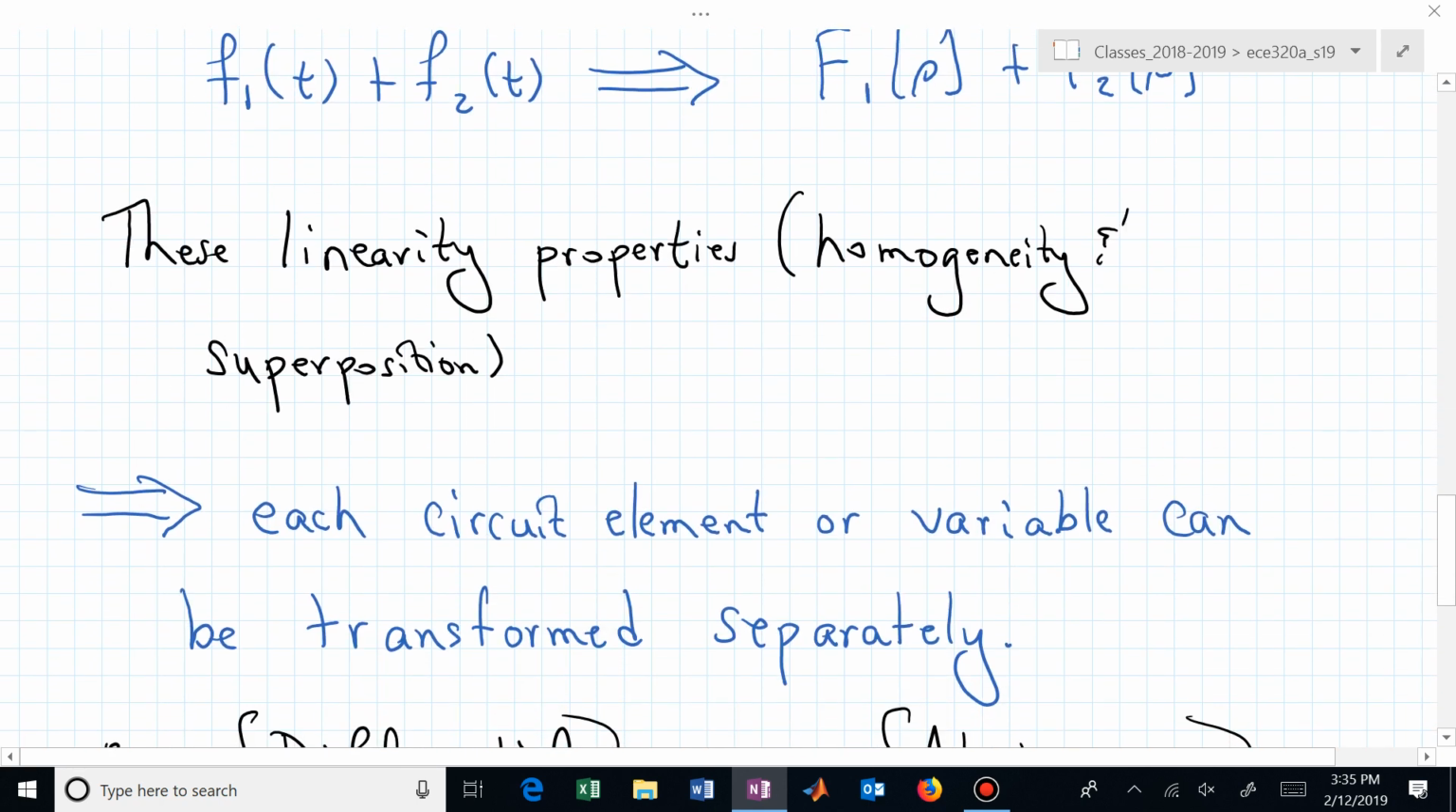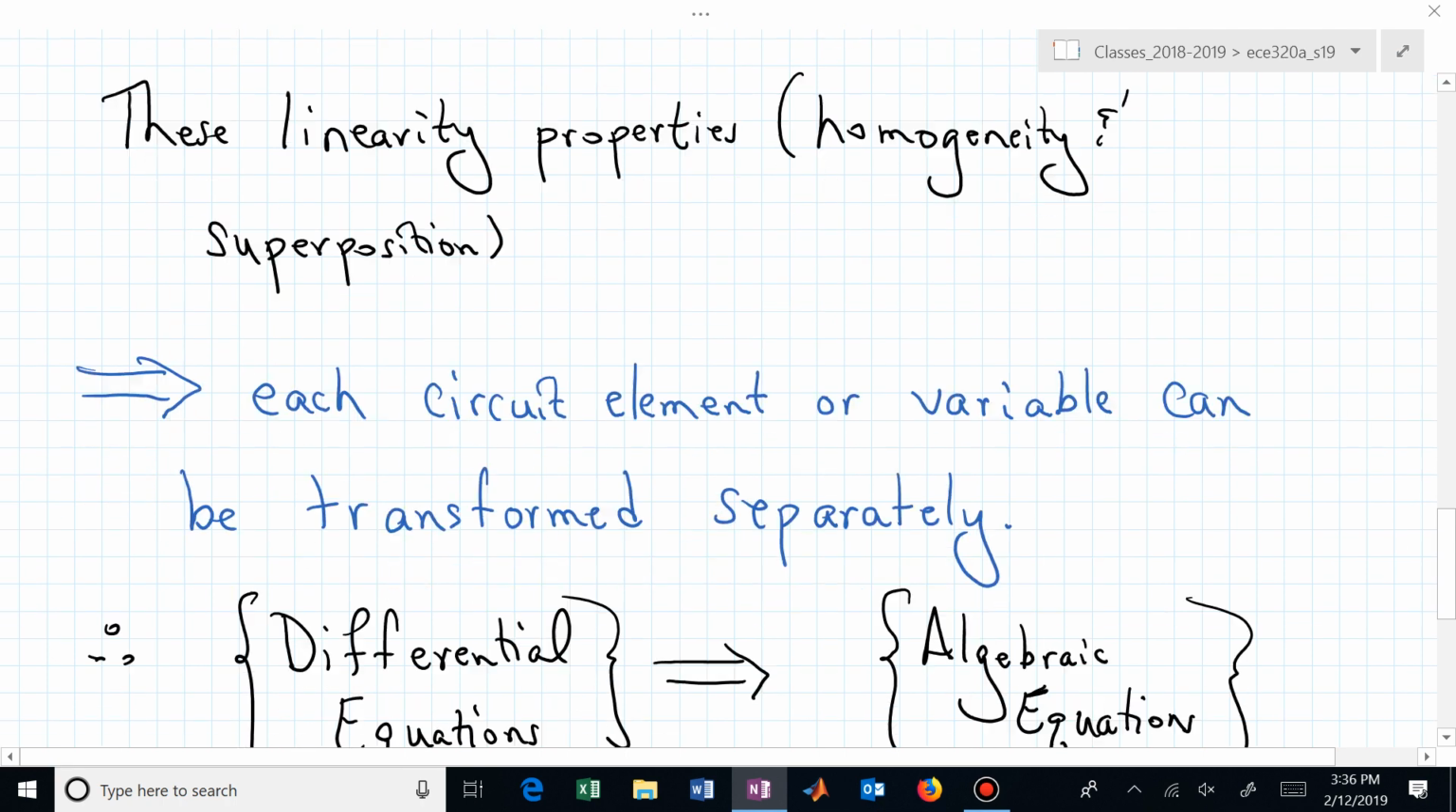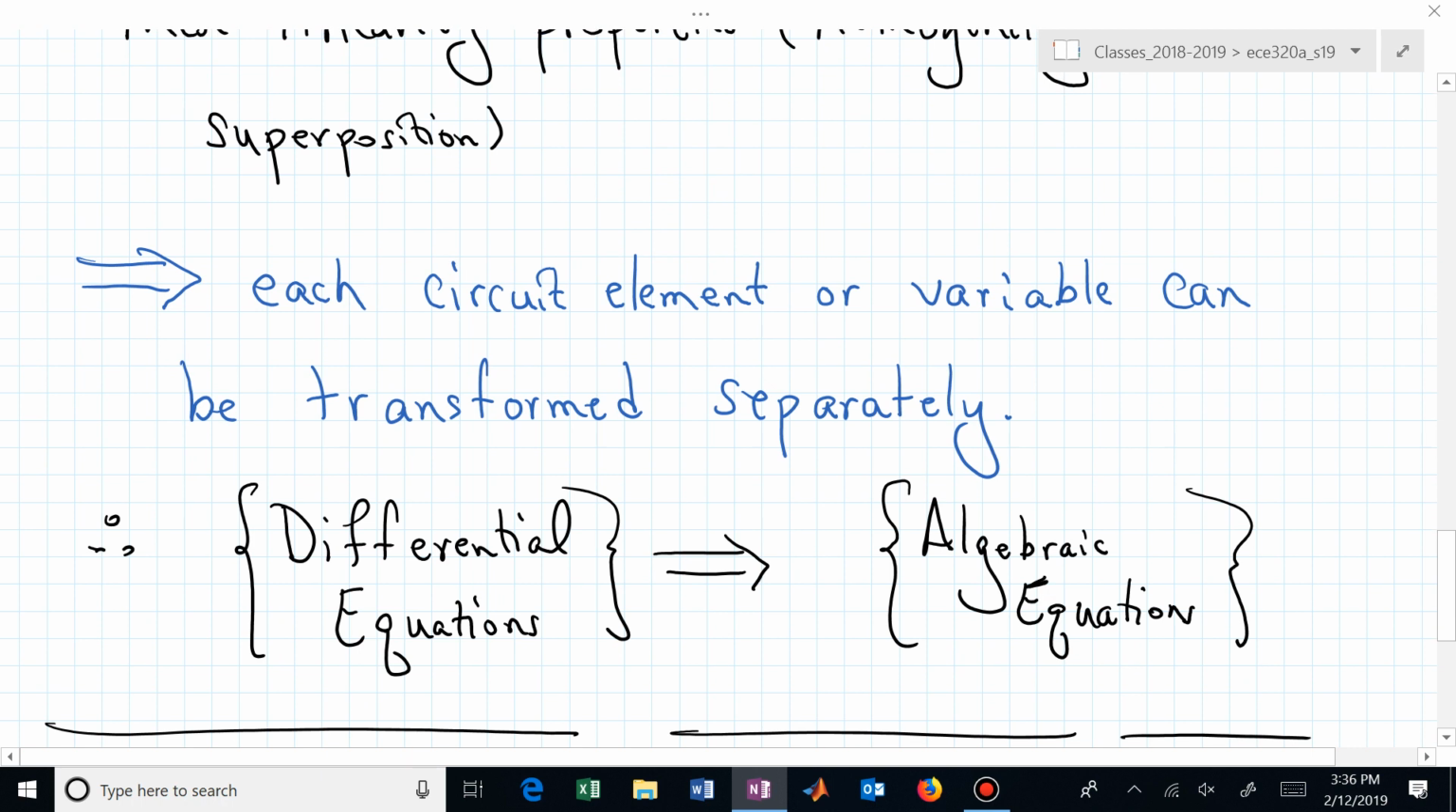That, in fact, allows us to treat circuit elements, and in this class, think resistors, inductors, and capacitors separately. And we can then perform these Laplace transform operations on these individual or separate elements in a circuit, and that is the key. That allows us to go from the kitchen to the living room.